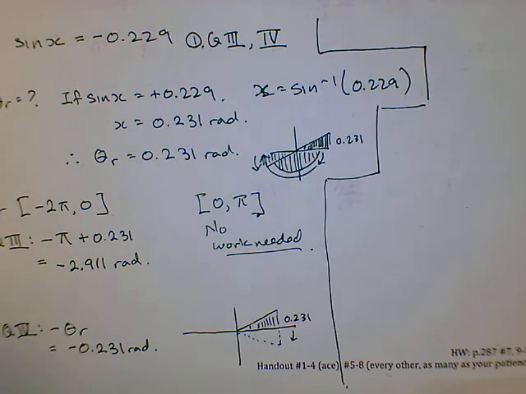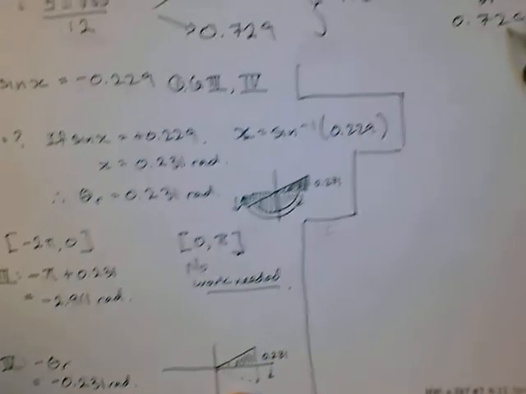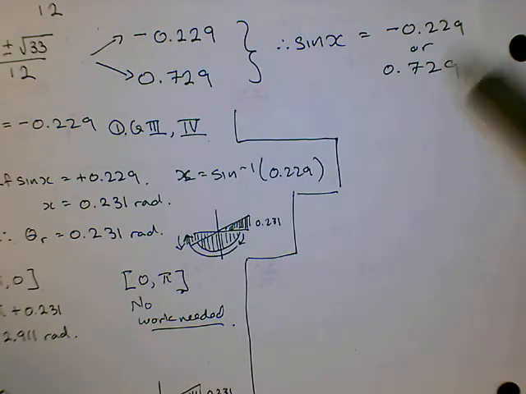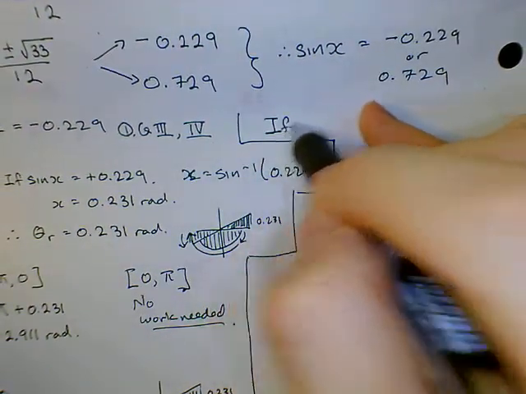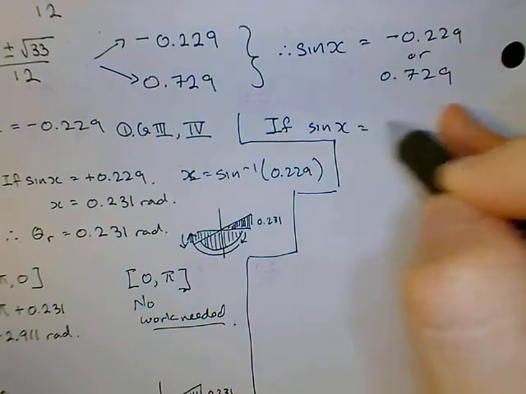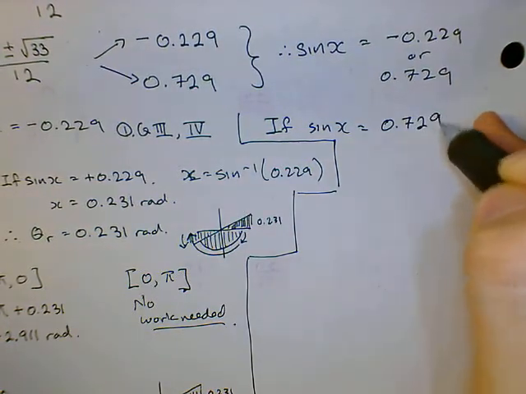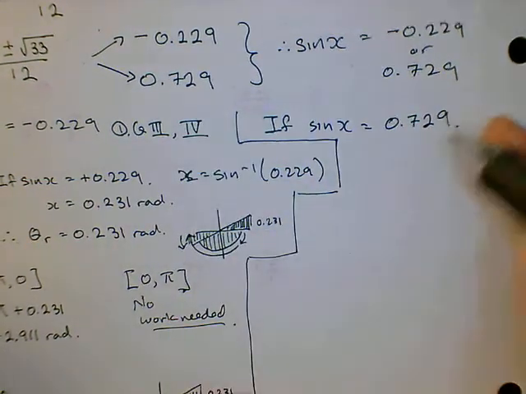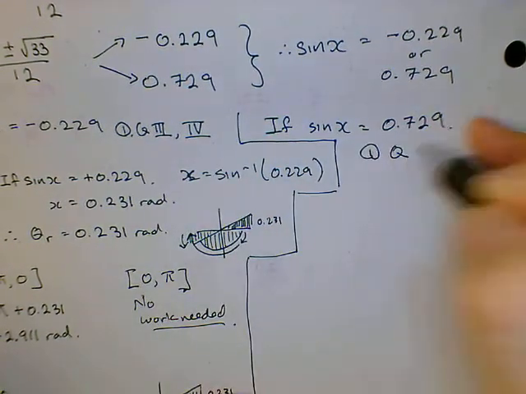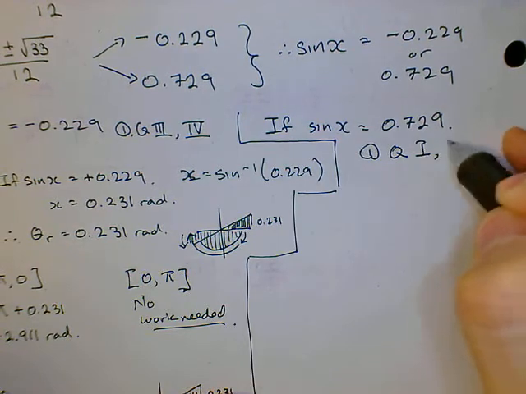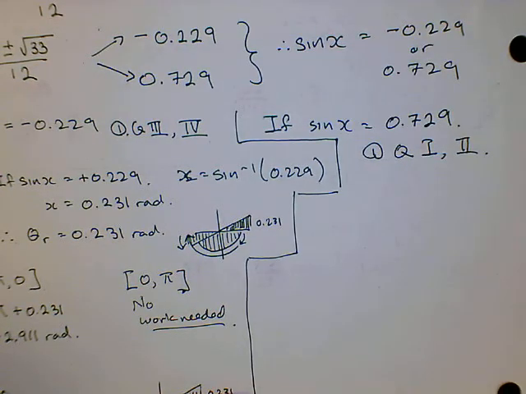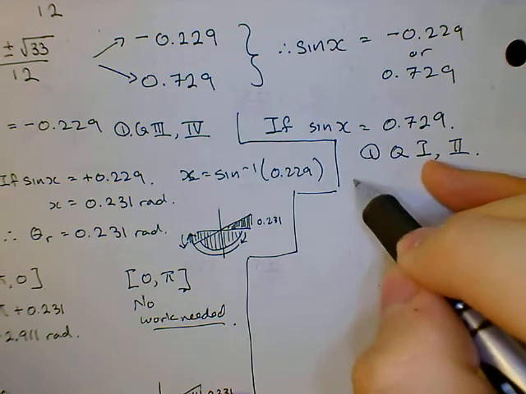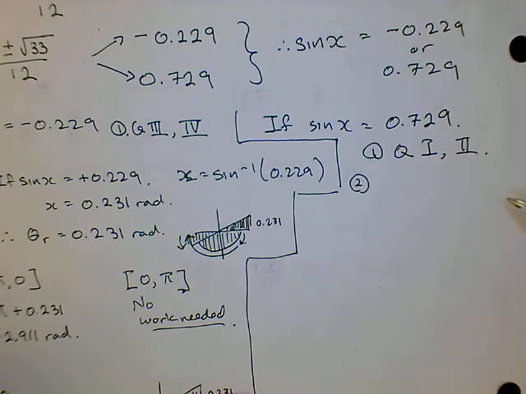The final bit for this question is if sine happened to equal the other value from your quadratic formula. What if sine x equals positive 0.729? Again, number 1, what quadrant is it in? It is in quadrants 1 and 2 because it's positive. Or number 2, what is the related angle?